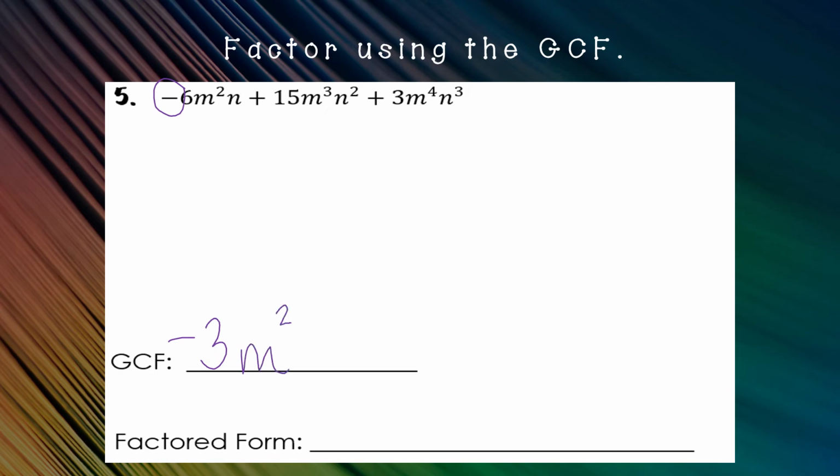Then look at the n's. Do they all have an n? Yes. Do they all have at least n squared? No. So the most I can take out is just an n. So I'm going to divide everything by my GCF, negative 3m squared n. This one's a little bit of a tongue twister. All right, write that GCF in front.